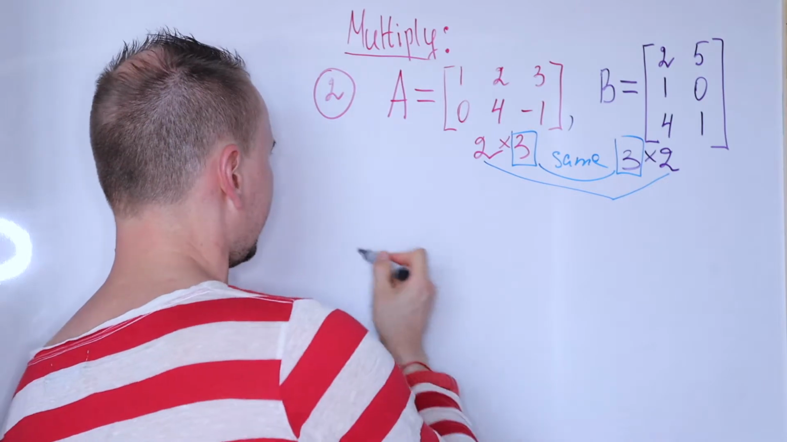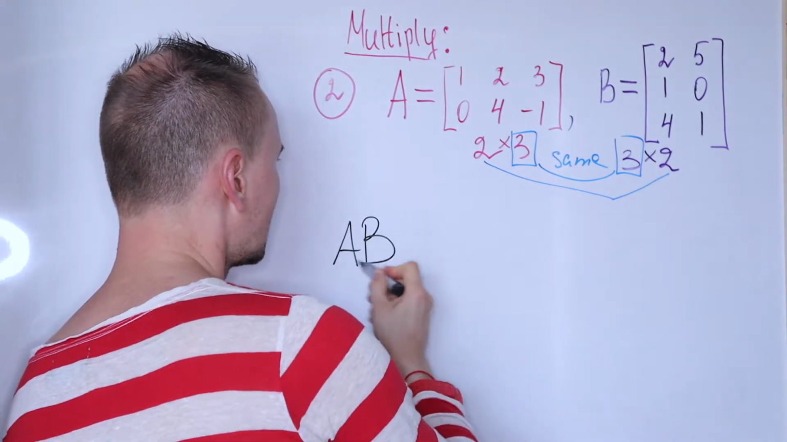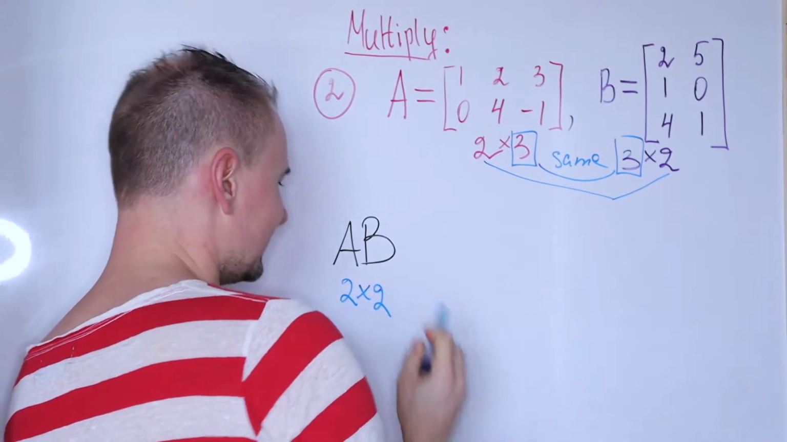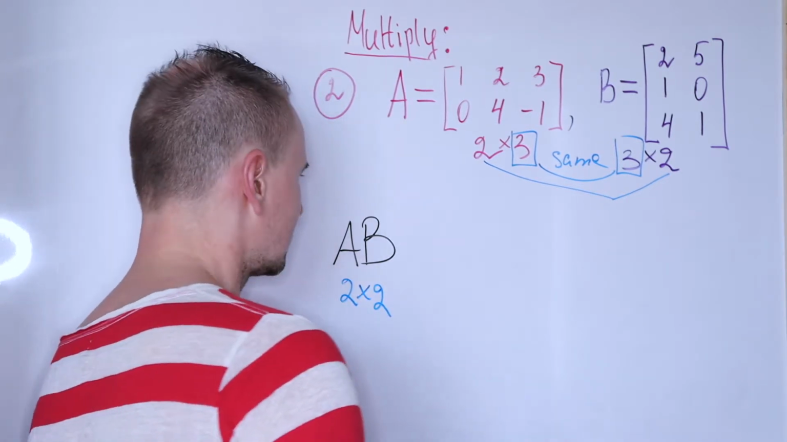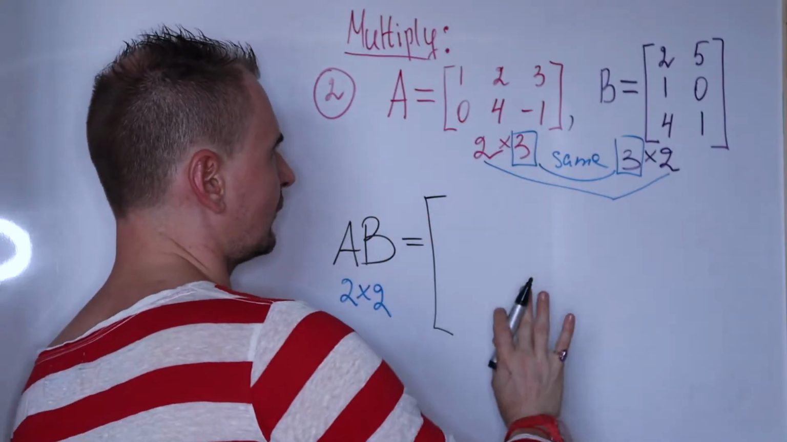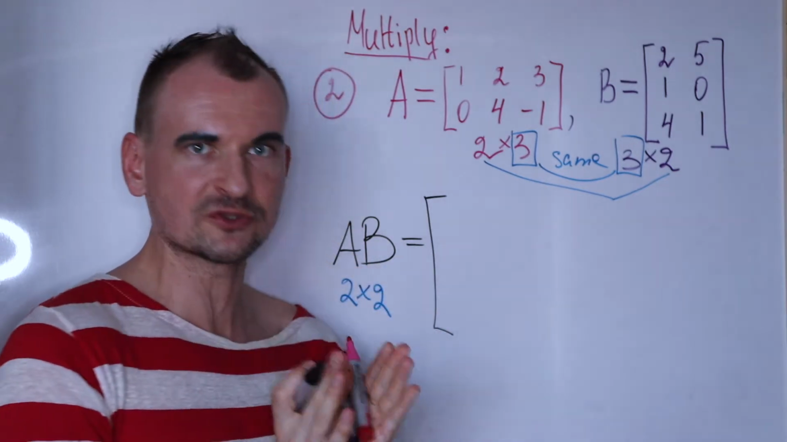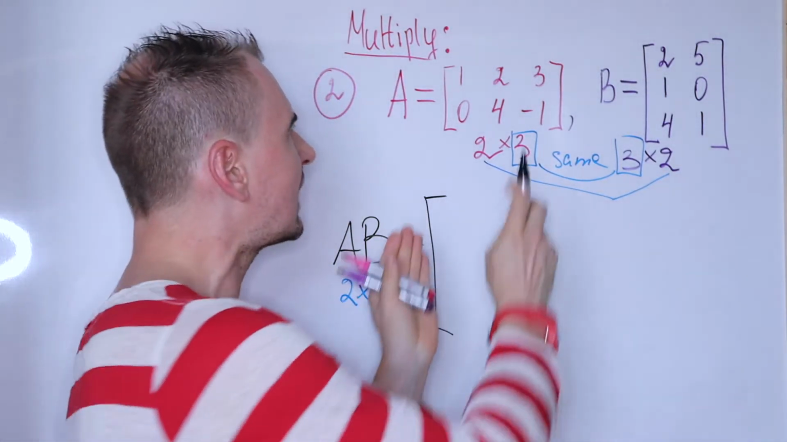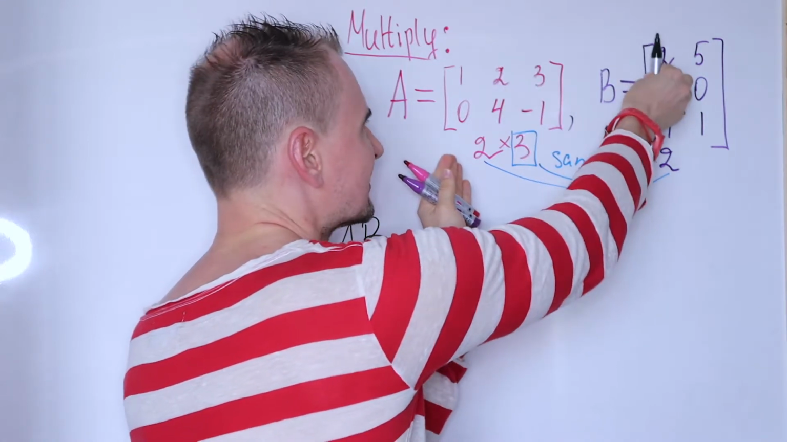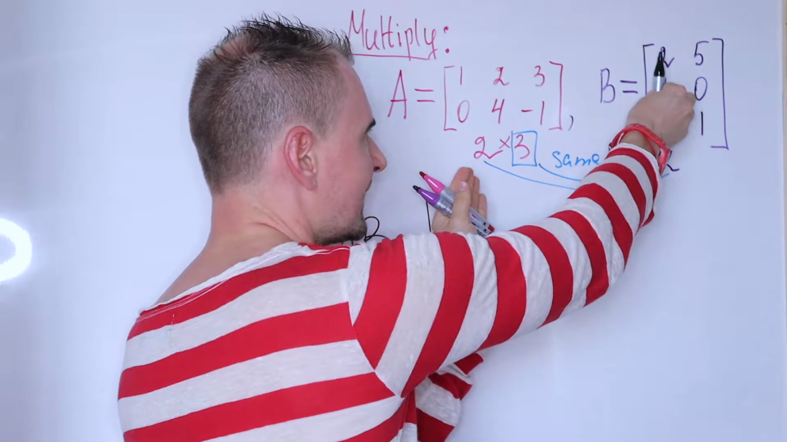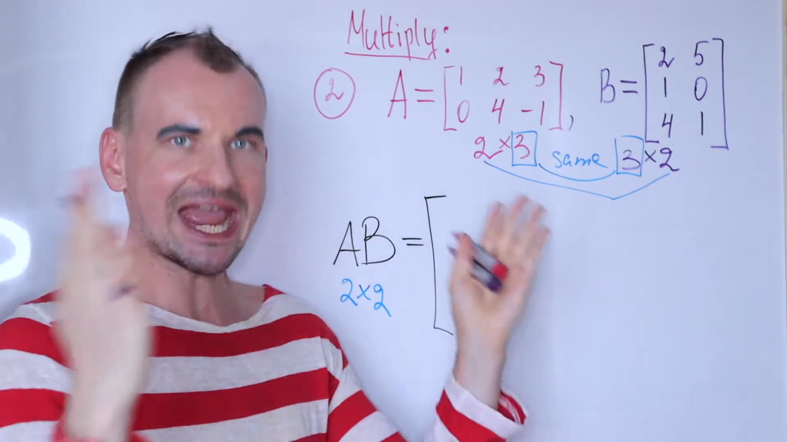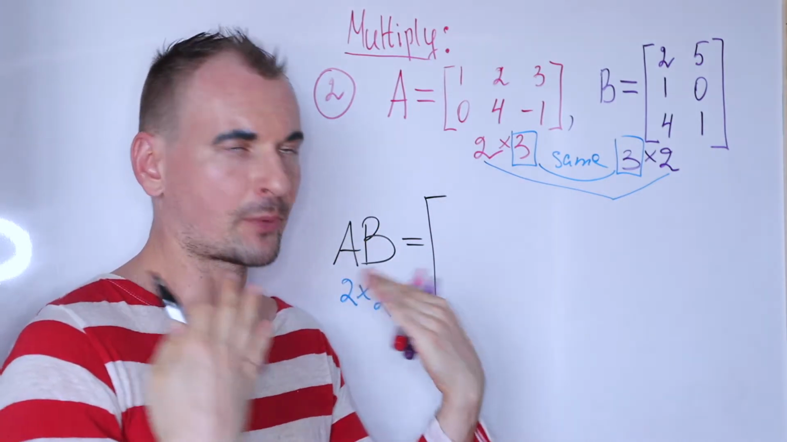So the product A times B has the size 2 by 2. So it's a square matrix, 2 by 2. So let me go through this kind of quickly. The same rule, keep in mind, you always want to multiply a row by a column. So you take the first row and you multiply by the first column in the second matrix. So you multiply the corresponding elements, and you add up their products.